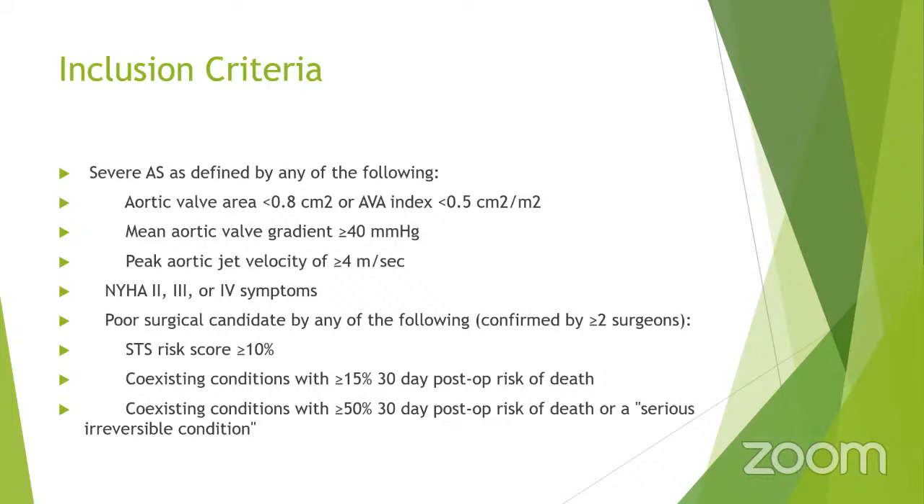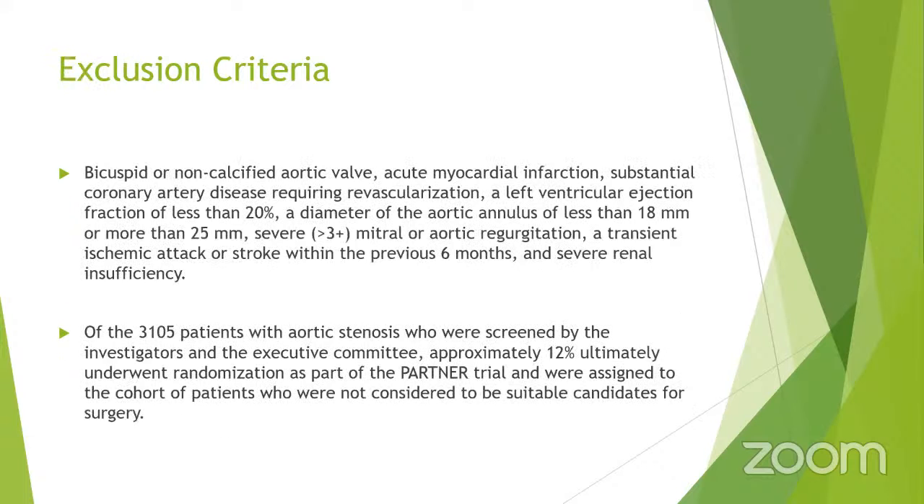Or a serious irreversible condition. The exclusion criteria for this study included bicuspid or non-calcified valve, acute myocardial infarction, substantial coronary artery disease, severe peripheral vascular disease, a left ventricular ejection fraction of 20% or less, or a diameter of the aortic annulus of either less than 18 millimeters or more than 25 millimeters, severe mitral or aortic regurgitation, TIA or stroke within the past 6 months, and severe renal insufficiency.